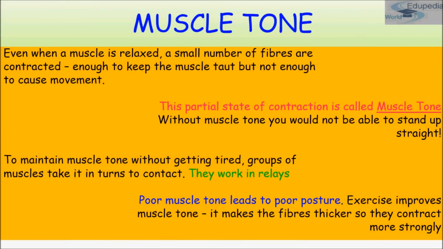Now comes muscle tone. Even when a muscle is relaxed, a number of fibers are contracted, enough to keep the muscle taut, but not enough to cause movement. Okay, this partial state of contraction is called muscle tone. Without muscle tone, you would not be able to stand up in the erect position. Because this is the partial state of contraction in which some of the muscle fibers are in the contracted state, which is enough to keep the muscle taut.